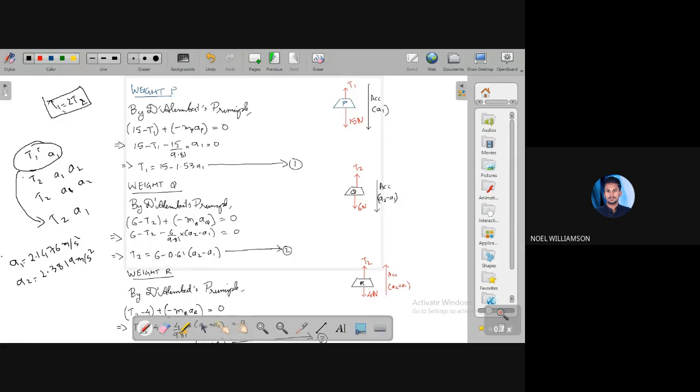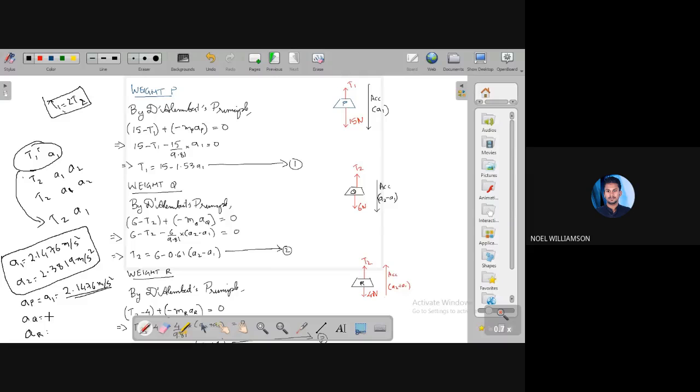Once you get these two, you can easily find the values of acceleration. What was asked: acceleration of the point P, acceleration of the point Q, and acceleration of the point R. Acceleration of the point P is equal to A1 itself, that is 2.1476 meter per second square itself.